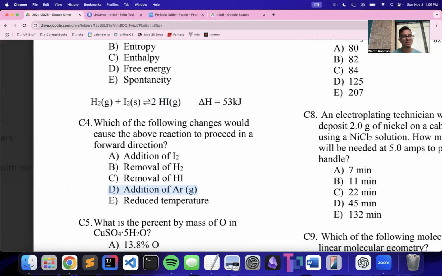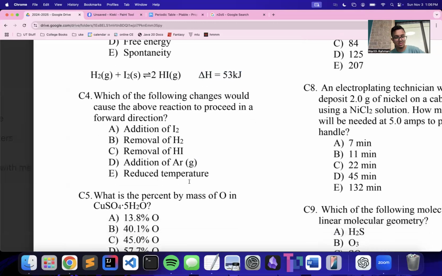Addition of argon gas: since argon gas is not part of the reaction, there shouldn't be a reason for it to affect the direction. So if anything, it should not do anything. And then reduce temperature: since this is an endothermic reaction, as the change in enthalpy is positive, an increase in temperature is going to be more favorable towards the forward direction. If we reduce the temperature, it's going to go in the reverse. So we conclude A and D don't do anything, and E and B are going to make it go in the reverse direction. So that means C will be our answer on this one.